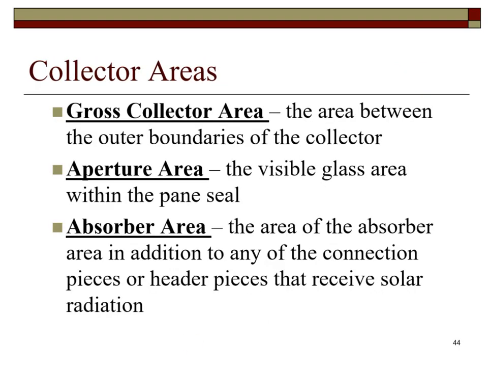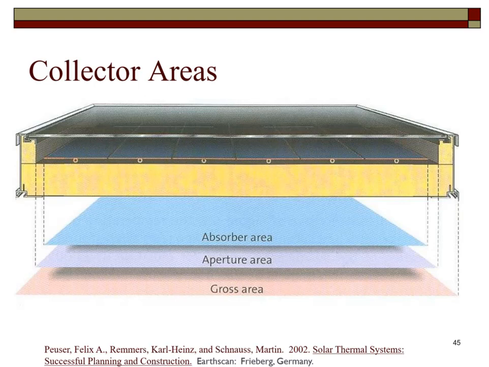There are three important areas with respect to the solar thermal collector. There is the gross area, which would be the area that the collector would take up on a roof. There is the aperture area, which is the area of the glass, which the sunlight can go through. And finally, there is the absorber area, which is simply the area of the absorber that is attached to the piping. These areas are defined and a pictorial is given here.